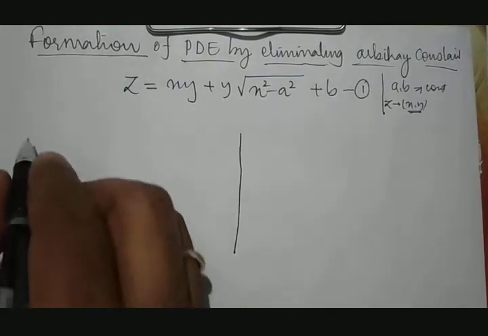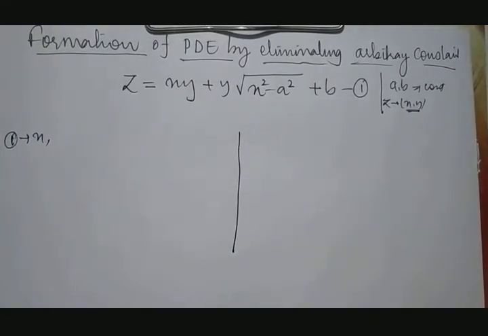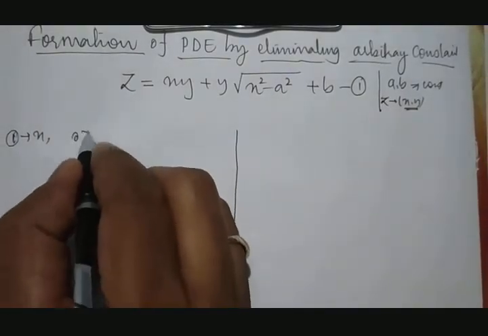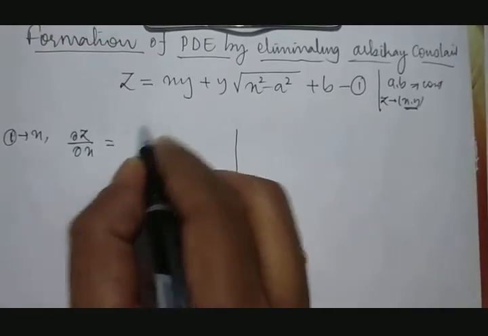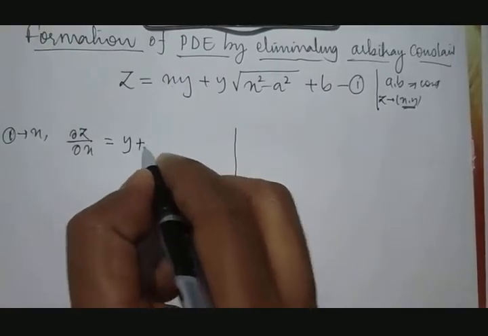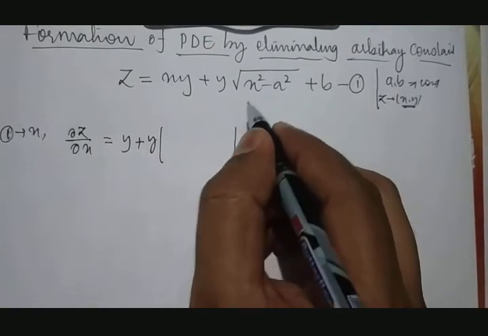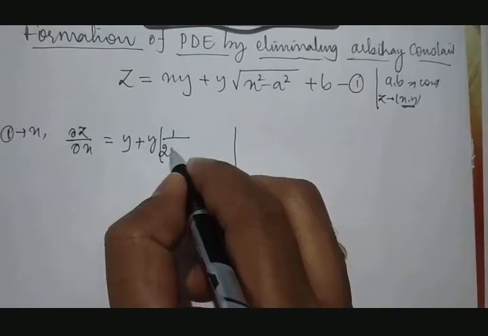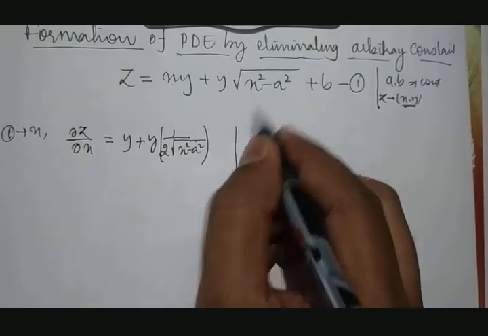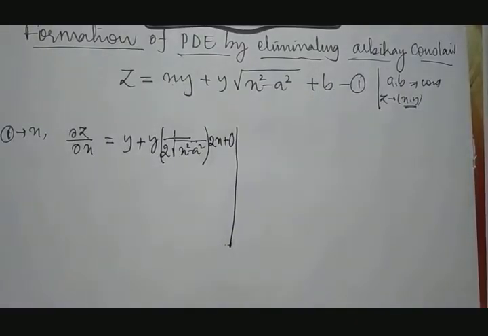I'll make a partition, and first we differentiate equation number 1 with respect to x partially. So this becomes dou z by dou x is equal to x into y. Differentiating x into y with respect to x gives y, plus y common, and differentiation of square root of x square minus a square is 1 divided by 2 root x square minus a square into differentiation of x square, which is 2x, plus the differentiation of arbitrary constant b, which is 0.